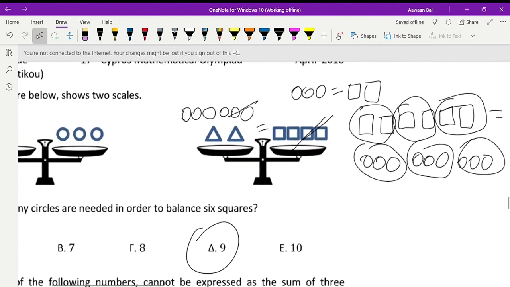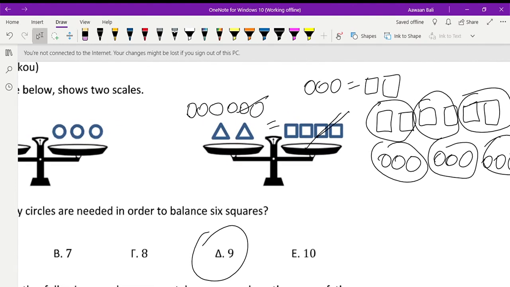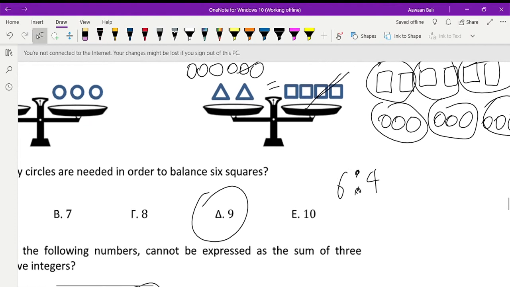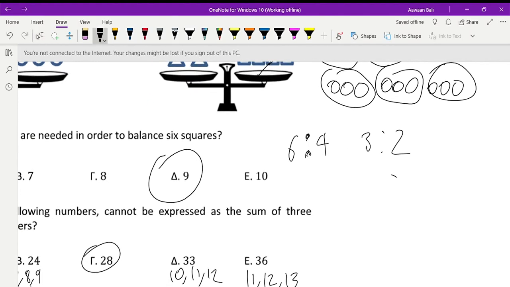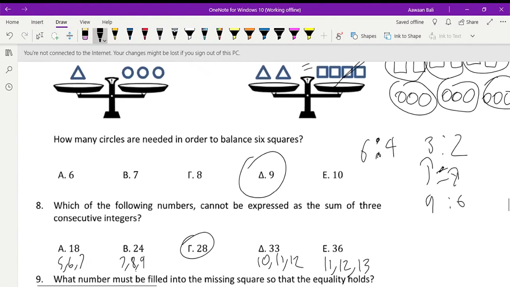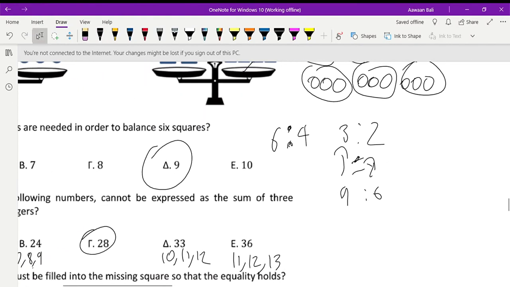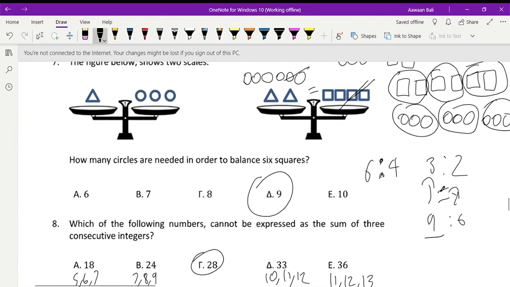You can look at this as a ratio. Since there are 6 circles and 4 squares, that's 6 is to 4. And we can simplify that by dividing both sides by 2. You get 3 is to 2. Now if it's saying 6 squares, you do 2 times 3, 6. And then you multiply the 3 by 3 also, and you get 9. Since we know the corresponding side for the circles is 9, we know the answer is delta again.